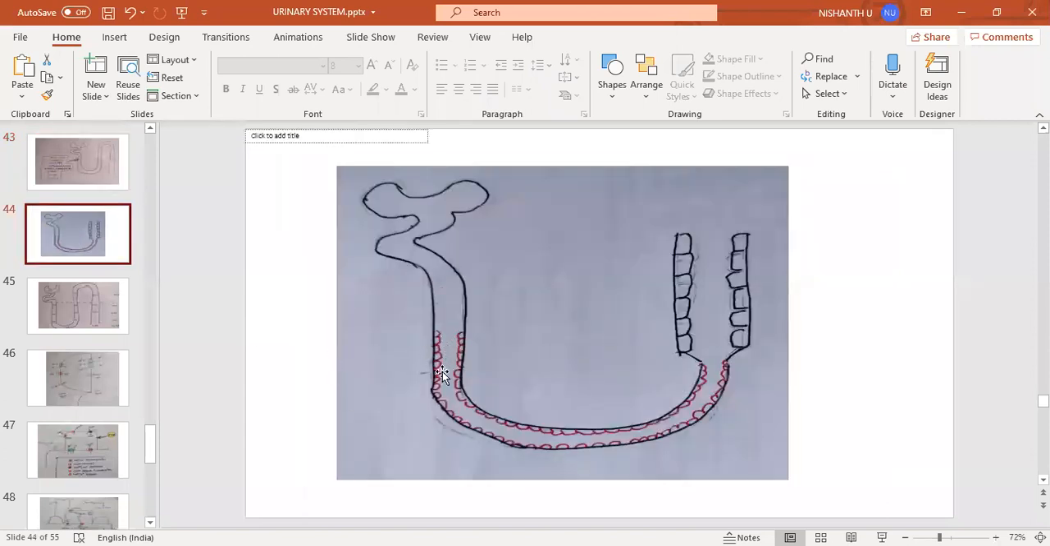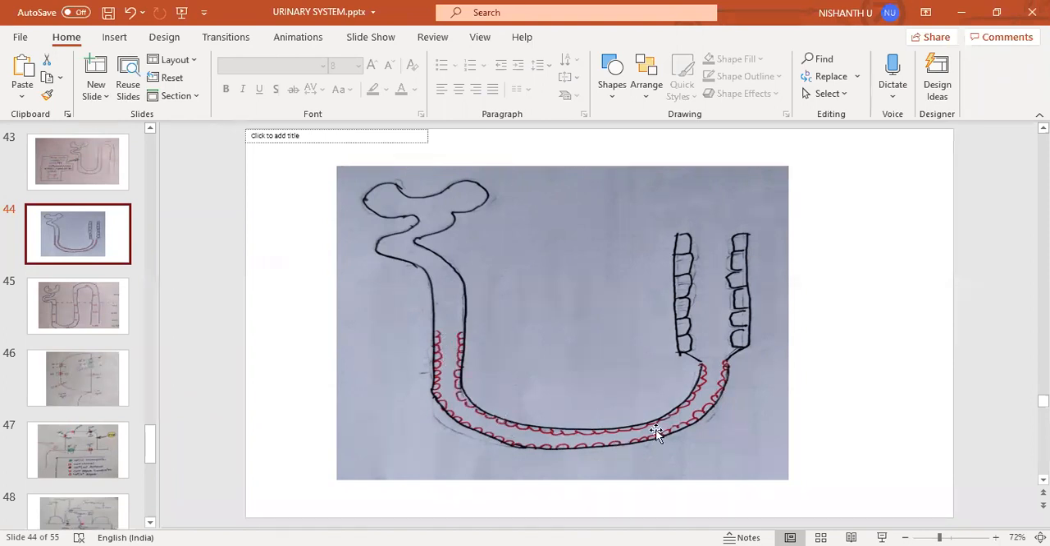So now just to go through this particular diagram. This is the descending loop of Henle, and this is a hairpin loop, and this is the ascending loop of Henle. You can see that the cells of the loop of Henle are quite different from the proximal convoluted tubule. The reason is, it doesn't contain sodium potassium ATPase, and if sodium potassium ATPase is there, you require a lot of energy and a lot of mitochondria.